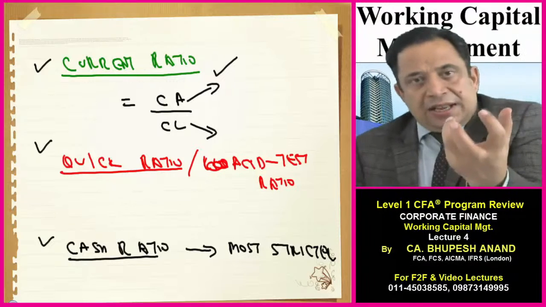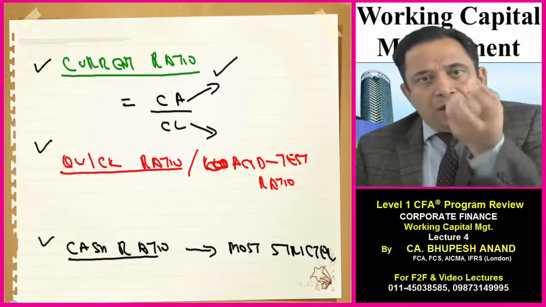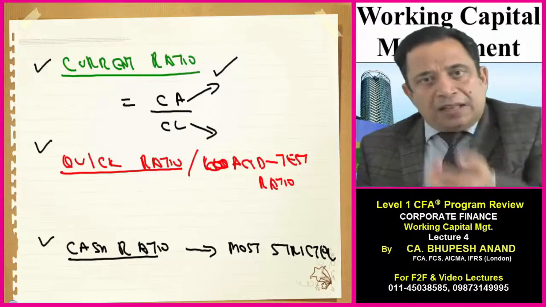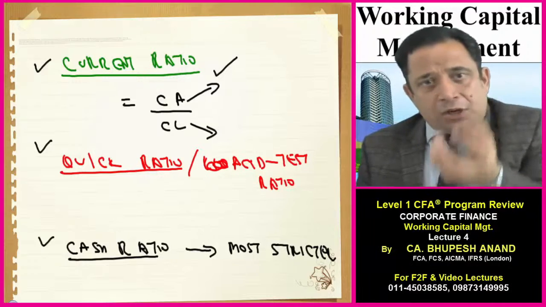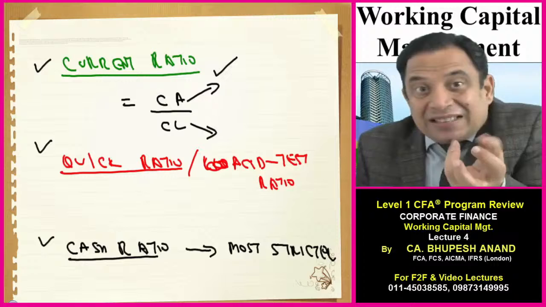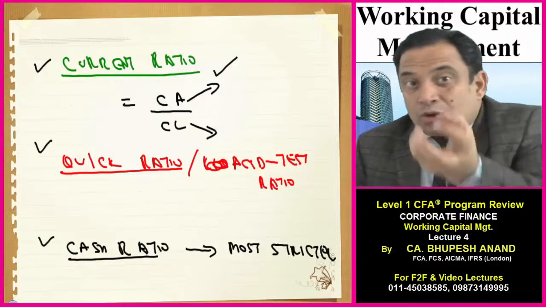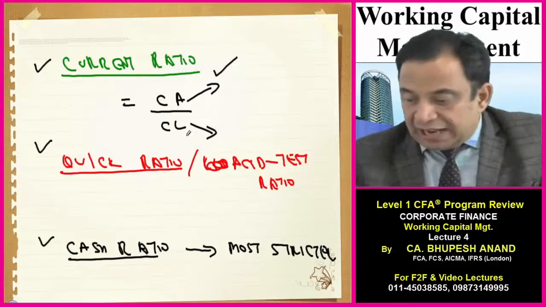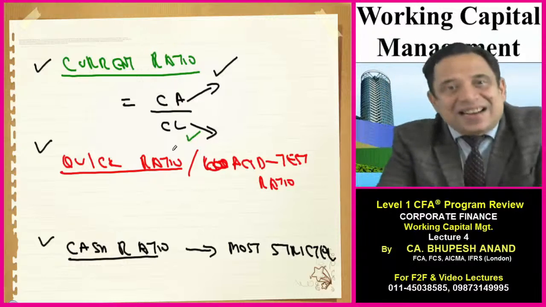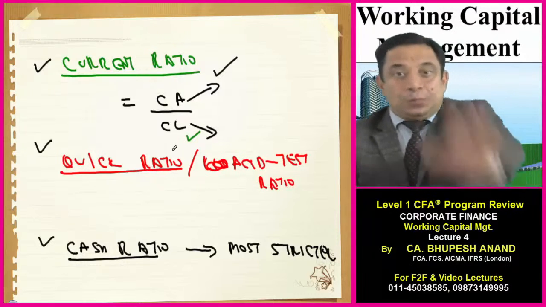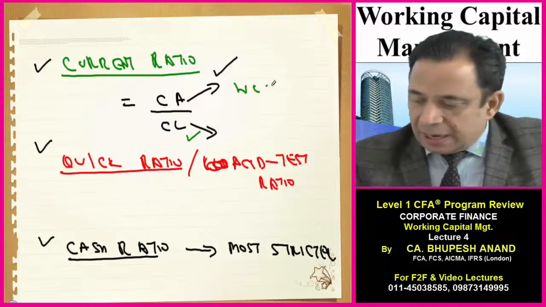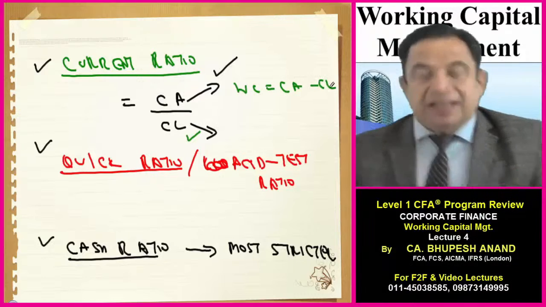Current assets include inventory, accounts receivable, cash balance, bank balance, and cash equivalents. Current liabilities include accounts payable and outstanding expenses. Now, we have discussed that working capital is equal to current assets minus current liabilities.